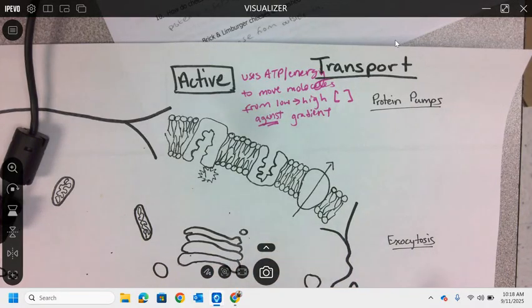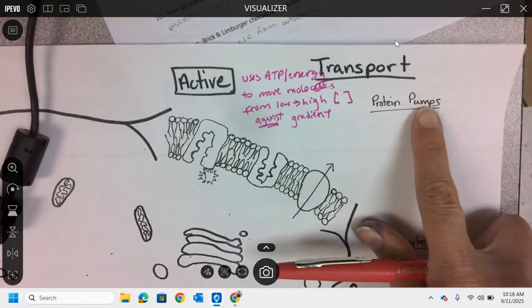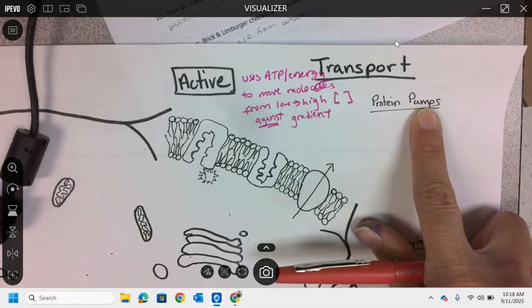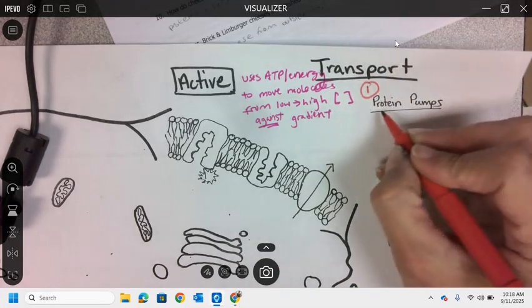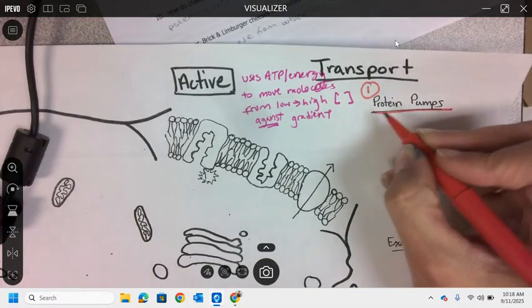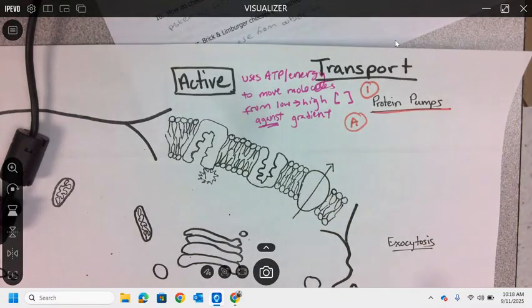So we'll look at a couple examples in this video. The first example we'll look at are protein pumps. Protein pumps are exactly what they sound like. They are proteins that pump molecules against the gradient and require energy. So we'll look at two examples here. So protein pumps is our first classification. The first example we'll look at are proton protein pumps.